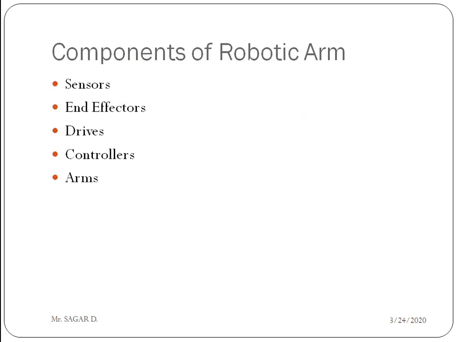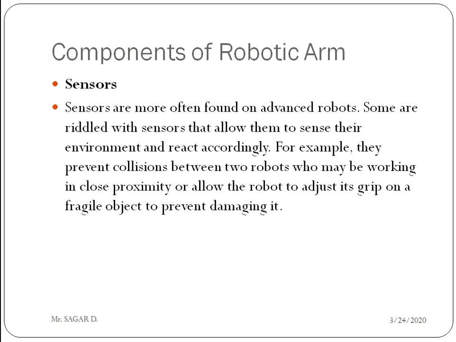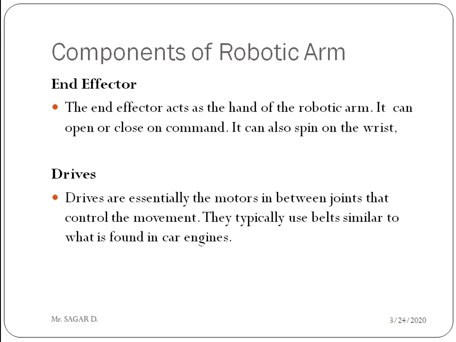Components of the robotic arm: it consists of sensor, end effector, drives, controllers and arm. The sensor is used to measure some physical parameter. So the sensor is an important part of this robotic arm. Then the end effector, also called the gripper, acts as the hand of the robotic arm. It can open or close on command. Like a human finger, it can also spin on the wrist.